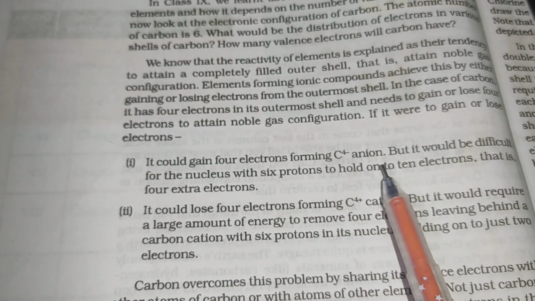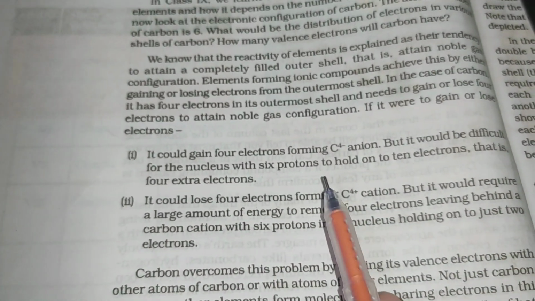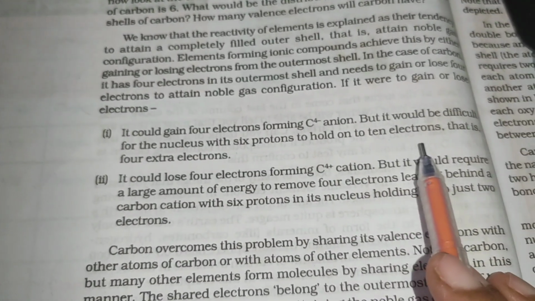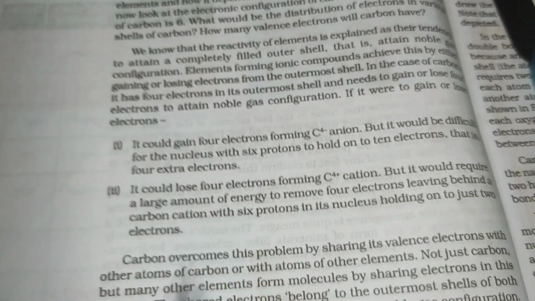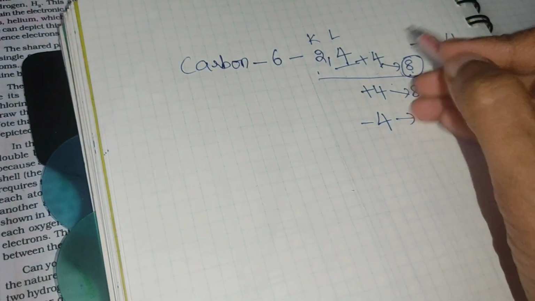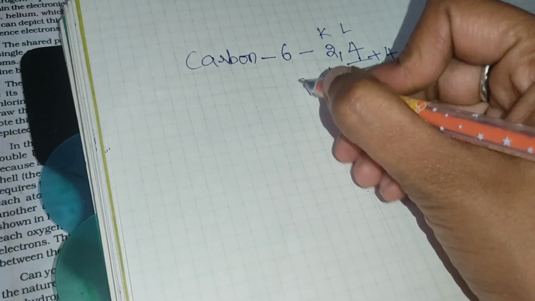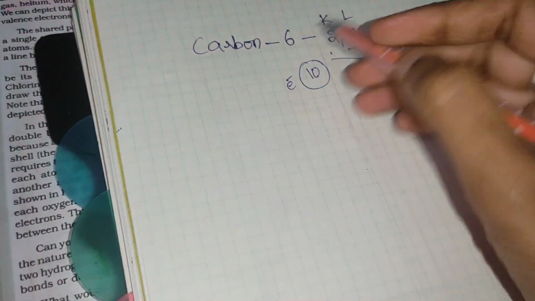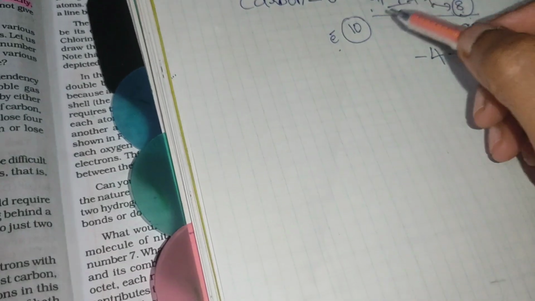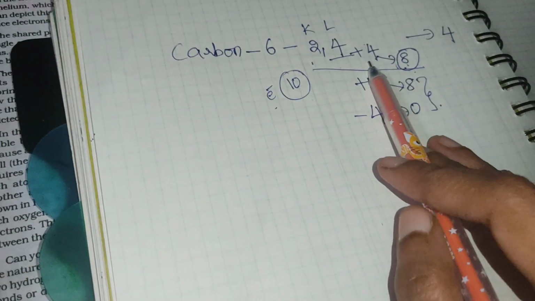It could gain 4 electrons to form a C4 minus anion, but it would be difficult for the nucleus with 6 protons to hold on to 10 electrons. That is 4 extra electrons. If it gains, what happens? It should hold 10 electrons. It will become very difficult to hold the 10 electrons because of these 4 extra electrons.